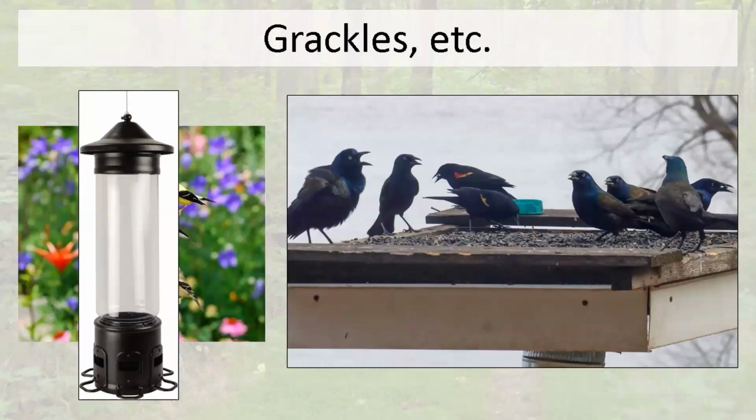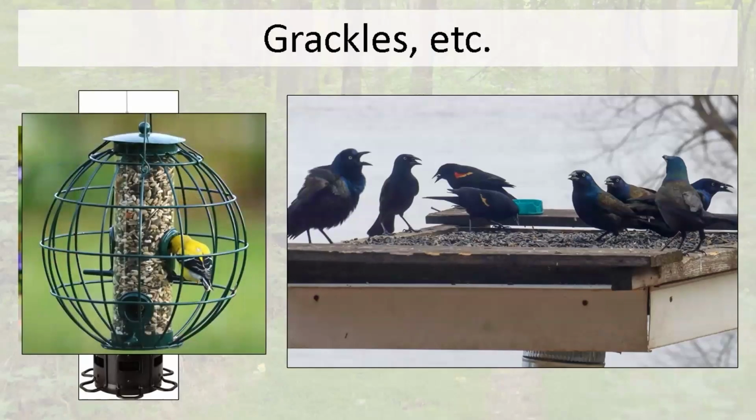And then if things get really bad, there are a variety of different cages you can put around your bird feeders. So this is a very small one here, but you get the idea where it's a small cage that allows things like goldfinches to enter, or even smaller or larger birds like titmice and things like that. But it would preclude a grackle from getting in here and feeding at this feed.